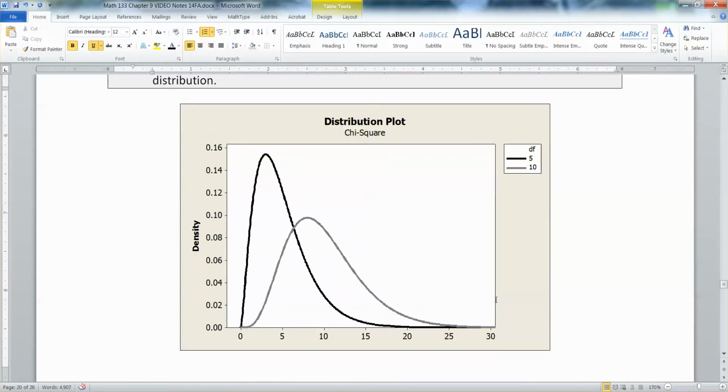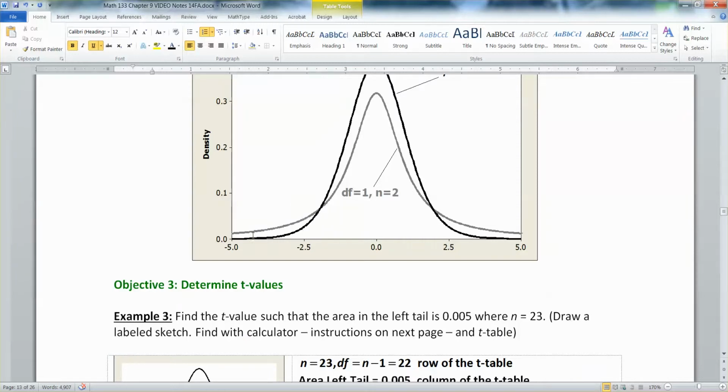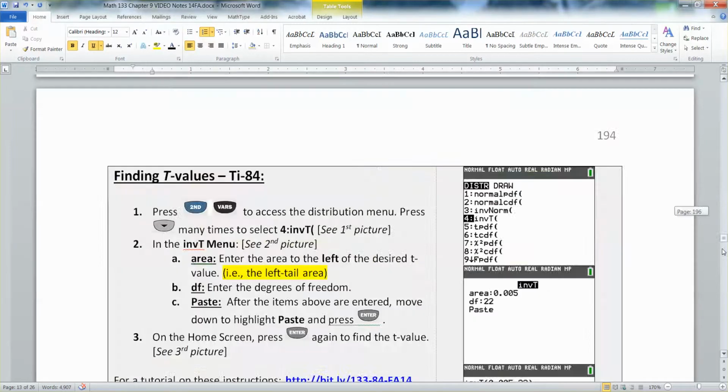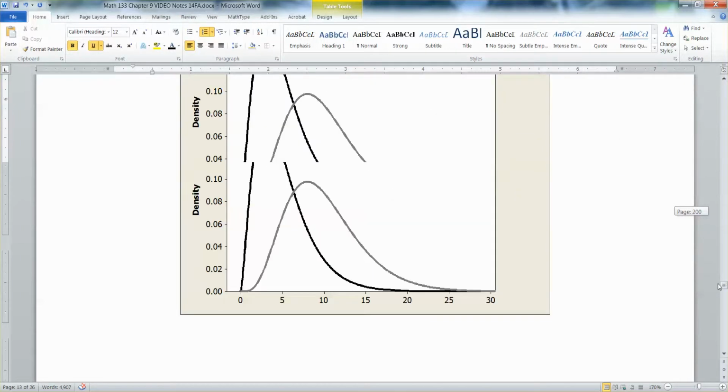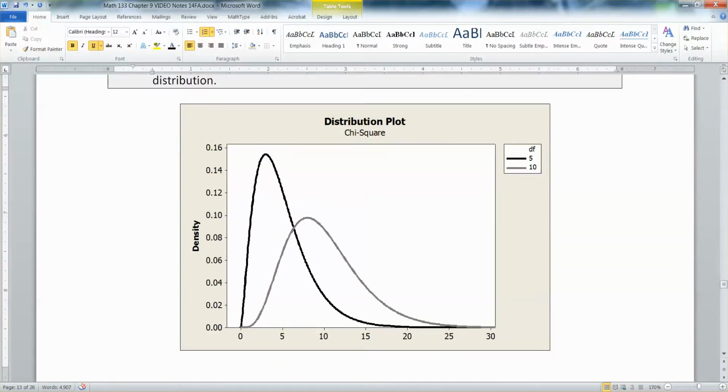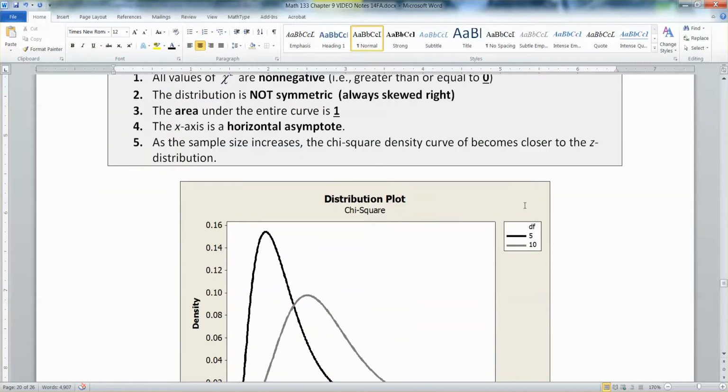If you remember the t distribution, let me flip back to that page again. There we have it. So the t distribution kind of has an asymptote to the left, and it keeps going. The graph kind of stops, but it keeps going past 5 and negative 5. But the chi-square distribution doesn't do that. It ends at 0. There it is. It stops. It doesn't go forever and ever and ever to the left. All right, and that's what that one says.